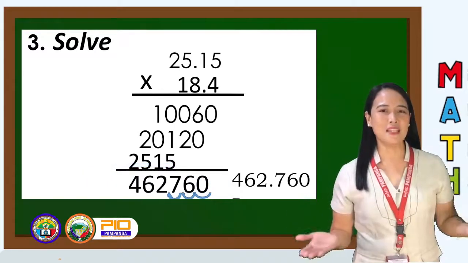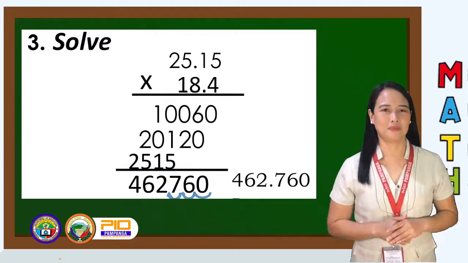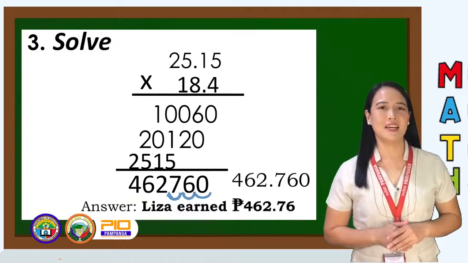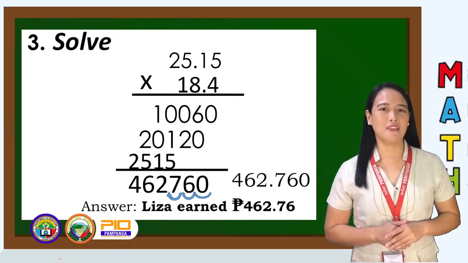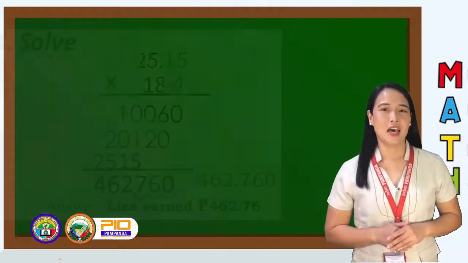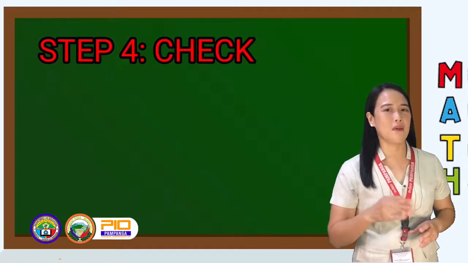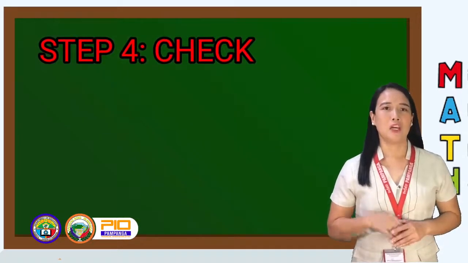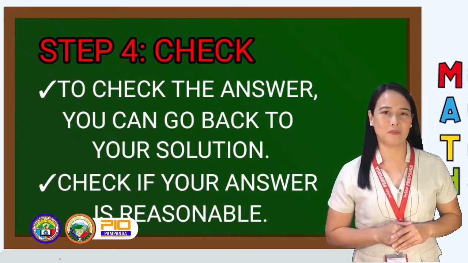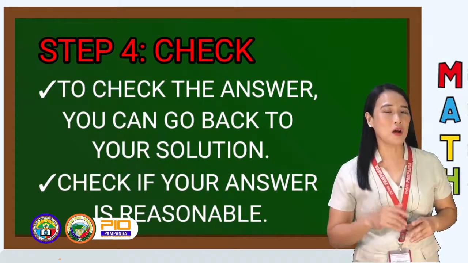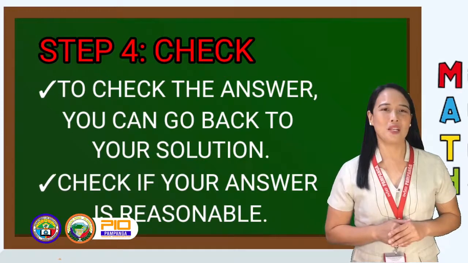So what is our answer for the problem? Yes, Lisa earned 462 pesos and 76 centavos. Now, for the fourth step, you need to check. To check the answer, you need to go back to your solution and check also if your answer is reasonable.